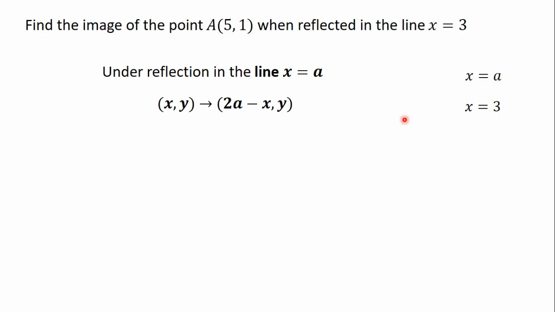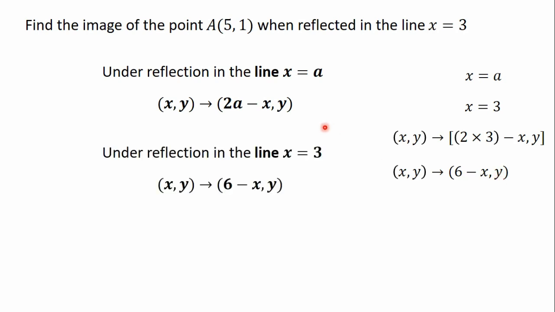So to get the rule of the transformation, we will substitute the value of a, which is 3, into what we have here. When we substitute, we will have (x, y) mapped to 2a, meaning 2 times a, and we have seen that a is 3, so we have 2 times 3 minus x as the x coordinate, then we have y here. 2 times 3 will give us 6, so this will become (x, y) mapped to (6 minus x, y).